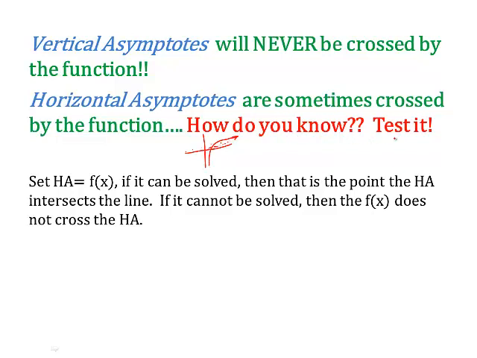And so how do you know? Well, there is a way you can test it and find out. And if you test it, you'll find out exactly where it does cross. In fact, you'll get an XY coordinate to know, hey, look, it crosses that asymptote right there. Yet another clue to the graph.